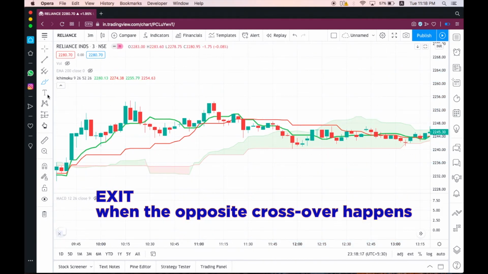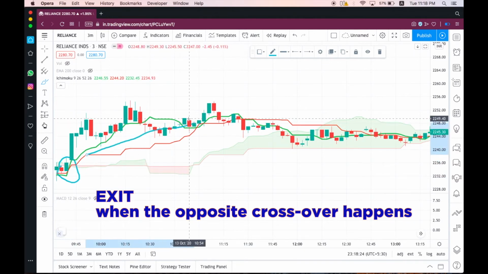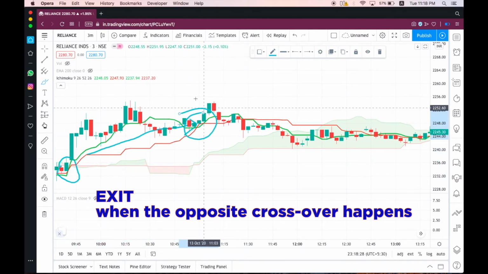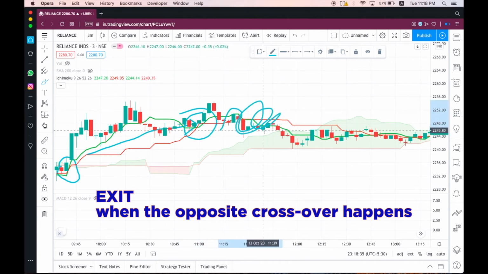If you are entering when the green line crosses above the red line, either you scalp and exit according to your risk-reward ratio, or you trail your stop loss until the green line crosses below red. After that, it will get messier.